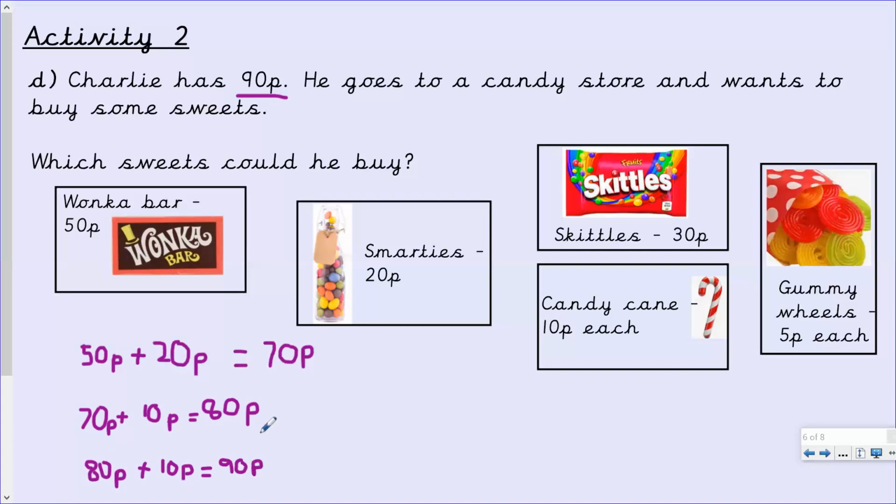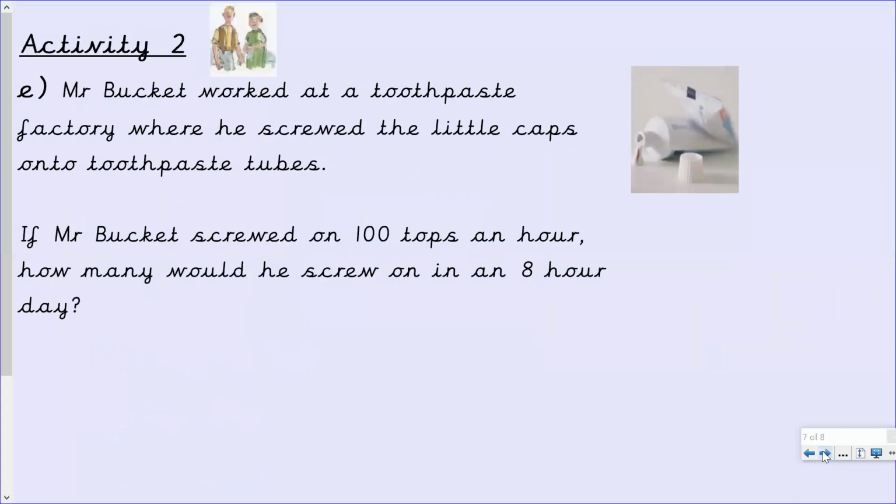Okay, so this is one example of the combinations of different sweets that Charlie could buy. Can you think of any other combinations? Make sure you list your combinations down clearly before you move on to the next question. So pause the video if you need to.